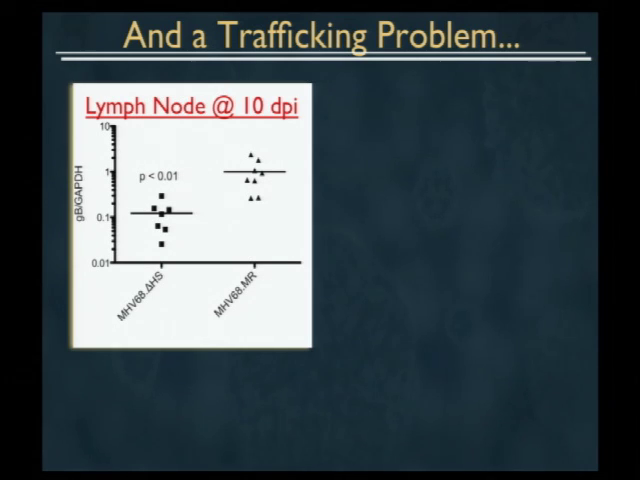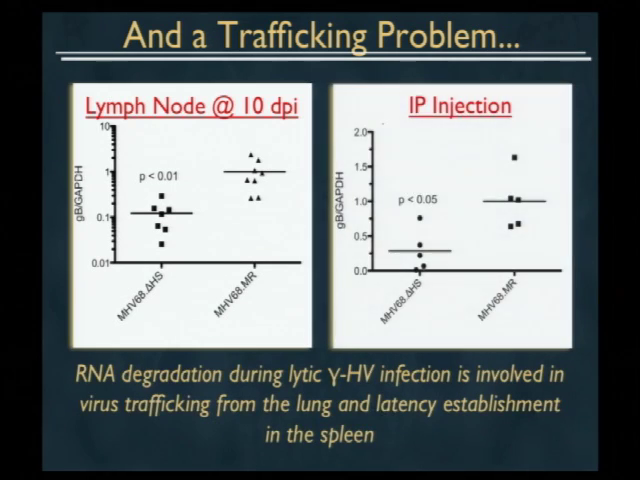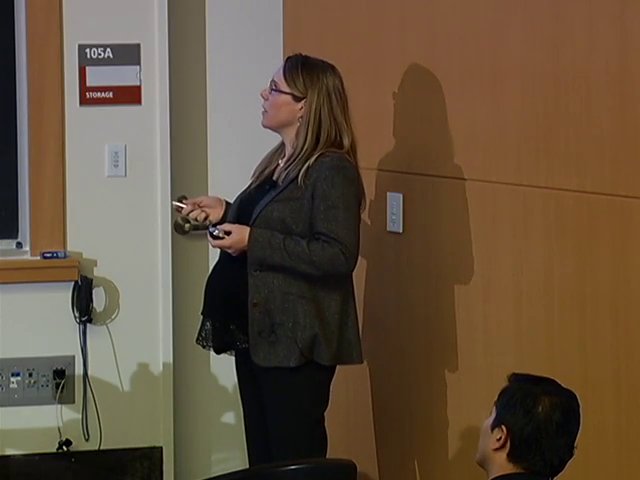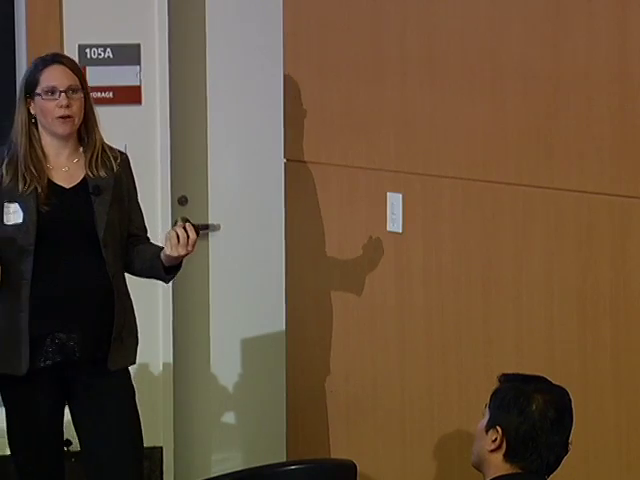But we don't think that's the case, and that's because he can bypass the need for trafficking altogether by doing an intraperitoneal injection, which basically the virus can get directly to the spleen, and he still sees that there is a significant defect in the ability of this mutant virus to accumulate in these splenocytes. And so it turns out that RNA degradation during lytic gamma herpes virus infection is involved both in trafficking of the virus from the lung to the lymph node and in establishing latency within these spleen cells, probably B cells within the spleen. So how could this be happening?